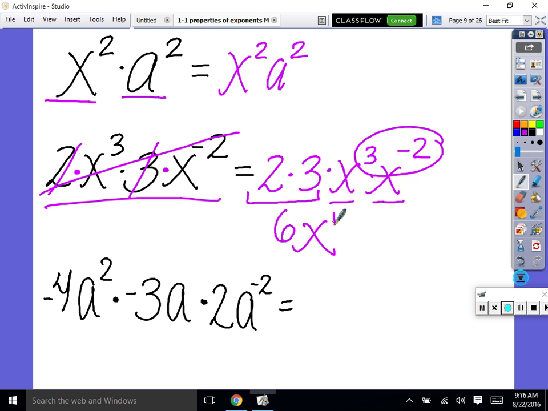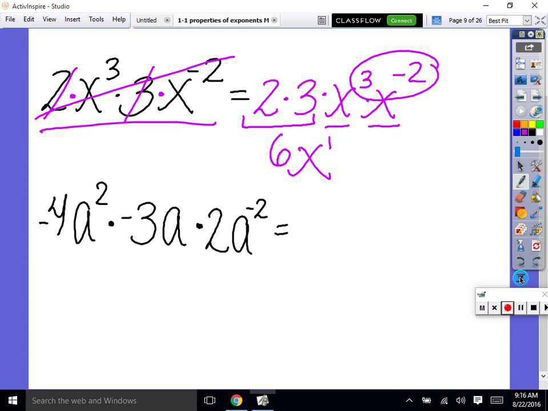Questions? Okay, next one. Here we go. So they want us to get confused and think that 4 is connected to a squared and negative 3 is connected to a and 2 is connected to a to the negative 2, but it's not. It's just multiplication here. So let's reorder it carefully. We have a negative 4 times negative 3. You see I'm crossing them out so I don't miss anything, times 2. Do we all understand how we can reorder it? I can't tell because you're not saying much.